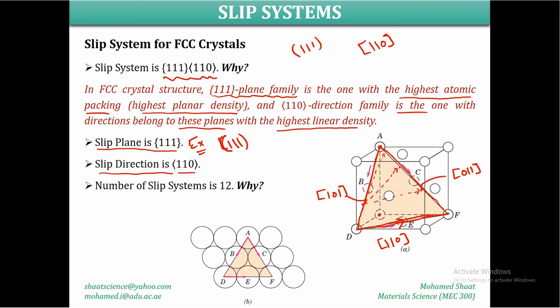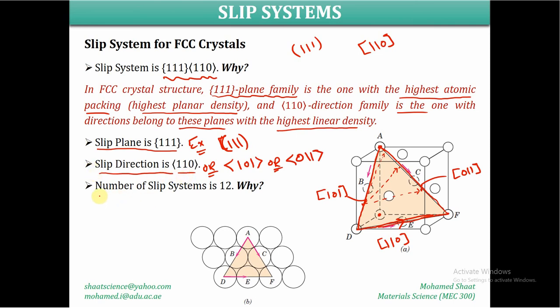Why equivalent? Because this is a cubic crystal, and no matter what the sign or the order of the indices, they have the same indices: 2 ones and 1 zero. So all of these crystallographic directions are equivalent and they belong to the same family. Whether you name the family 110, or 101, or 011, all of these represent the same family of crystallographic directions. So this is what defines the slip direction.